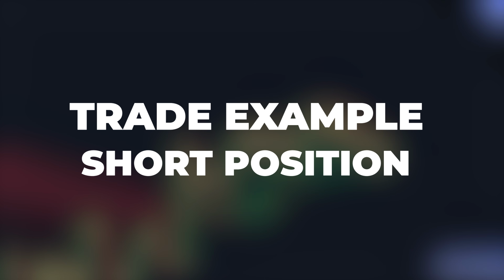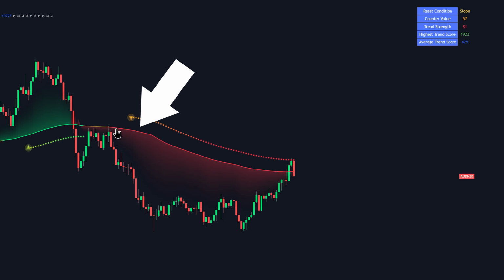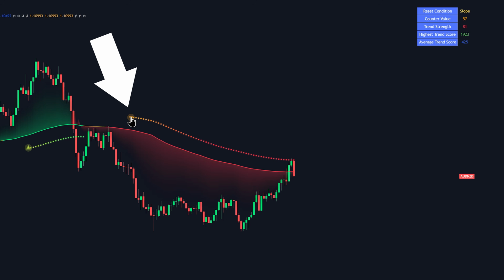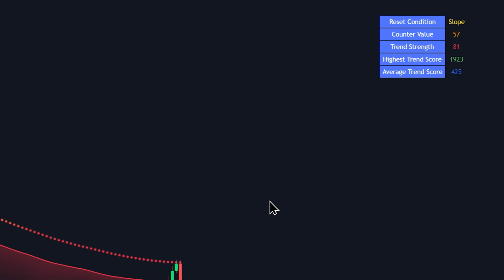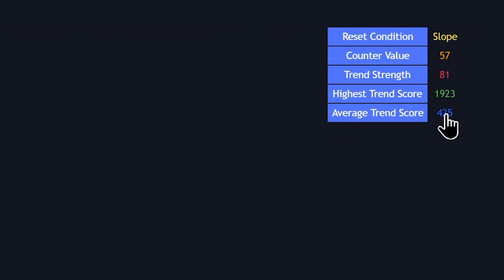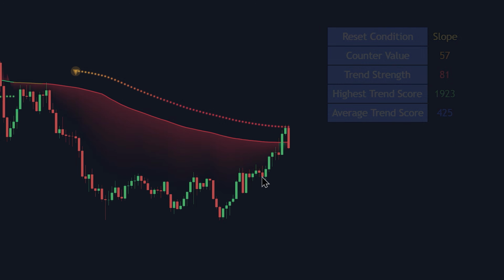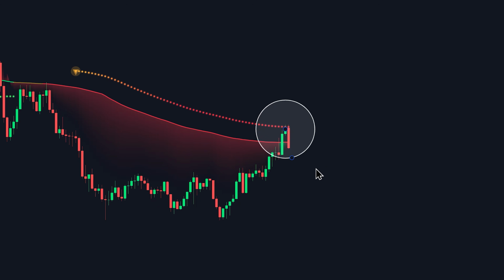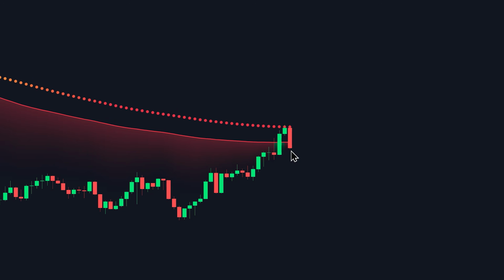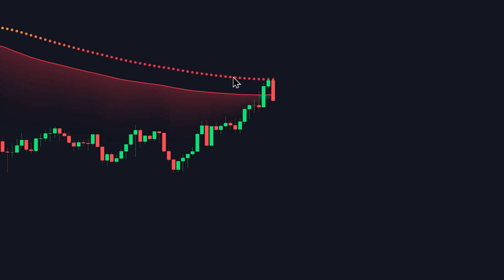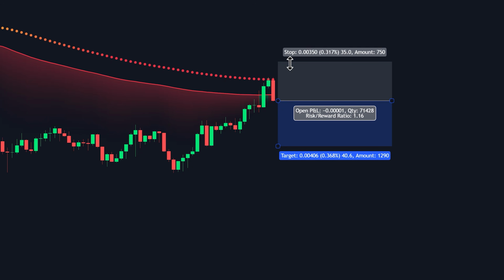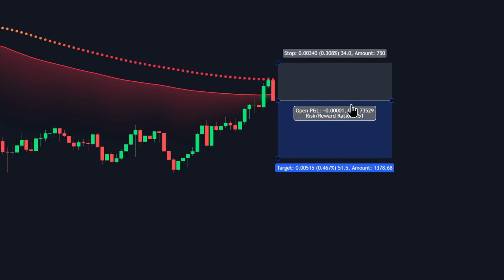For a short setup, flip the rules. Wait for the moving average to turn red, with price trading below it and a bearish trend signal printed. Check that trend strength is decent relative to its average, so you're not shorting into a dead sideways market. Then wait for a pullback up toward the band while the line stays red. When a candle pokes into or near the band and then closes strongly down, a bearish engulfing or a long wick rejection from above, you can enter short. Put your stop just above the band or above the recent swing high.